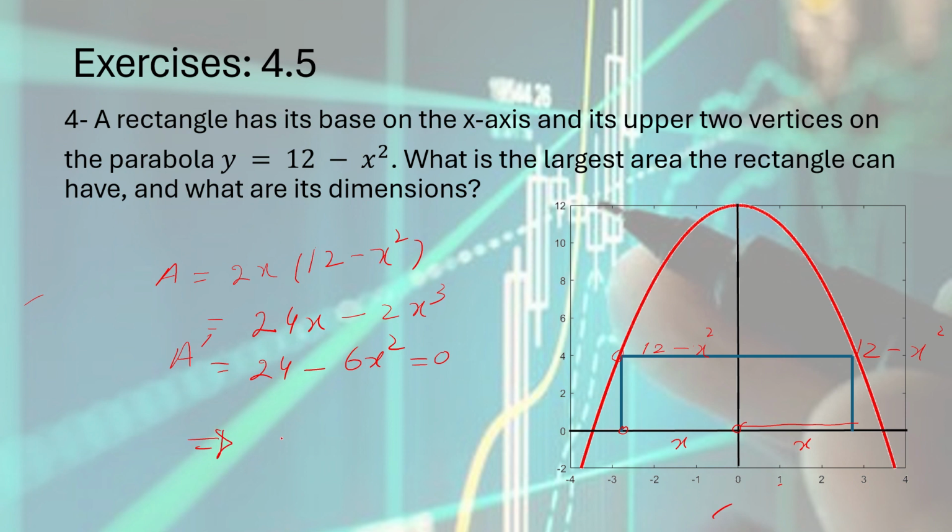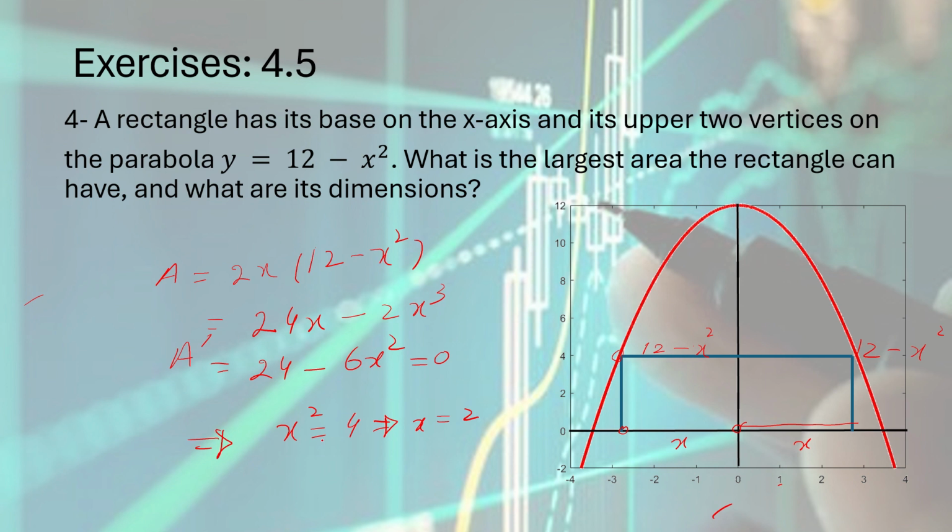this means x square is equal to 4, and from here we simply find x is equal to 2. Okay, so the dimension would be what? That is 2, the value of x. And what about the maximum area?